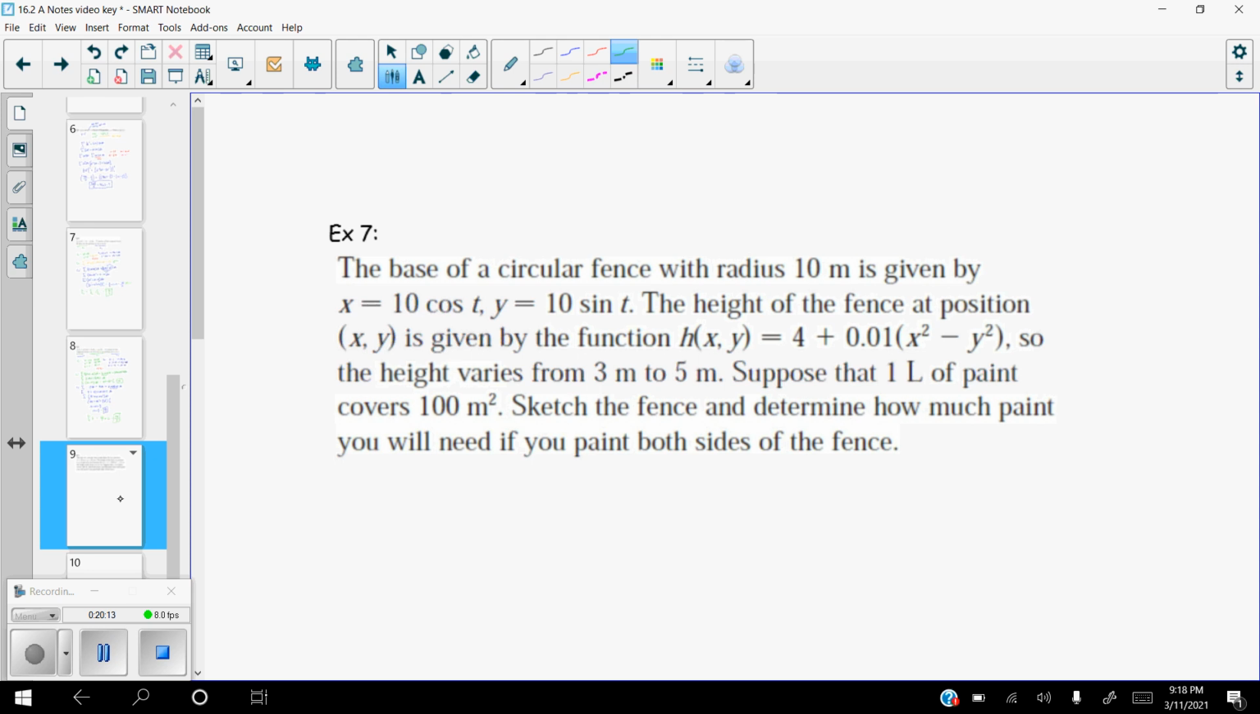All right, so a little bit of a word problem here. The base of a circular fence with a radius of 10 meters is given by x equals 10 cosine t, y equals 10 sine t. So already parameterized, that's nice.